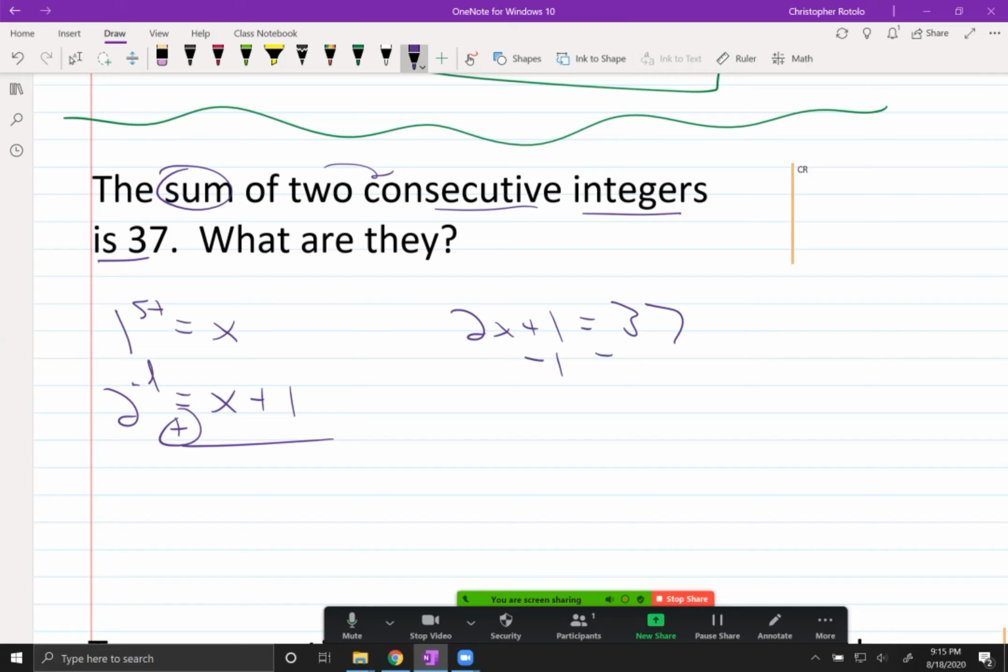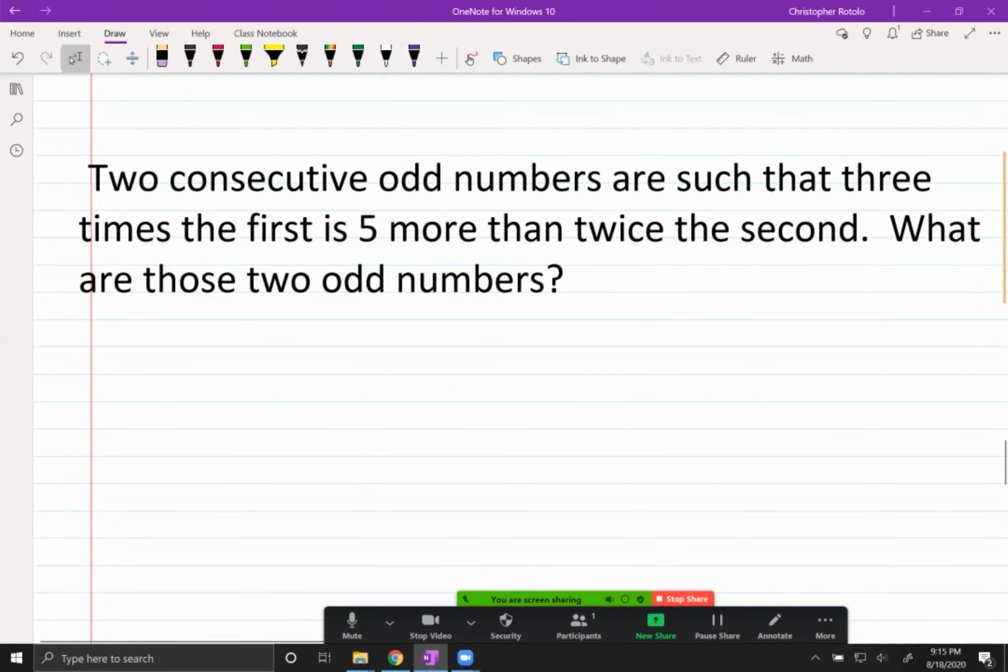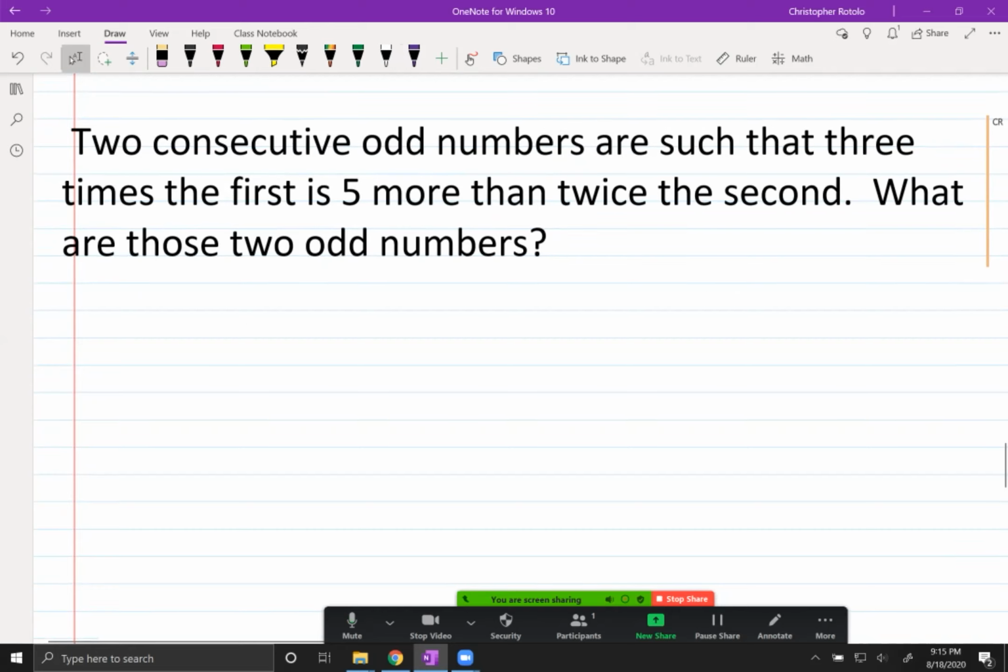So we're going to subtract the 1, 2x equals 36. What's half of 36? That's 18, so that means I have 18 and 19. 18 and 19, does that add up to 37? Holy cow, yes! All right, so here's why I can't just rely on maybe some tricks that you thought of in Algebra 1.